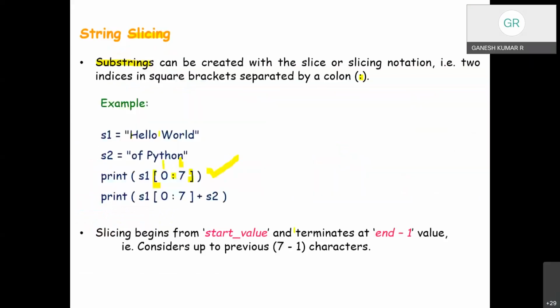So slicing begins with the start value which appears at the left and terminates at the n minus 1 value. Kindly note n minus 1 value, which in this case is 0 to 6. Moving on, the next string operator is length. Length is used to find the count, the count of characters in the string.